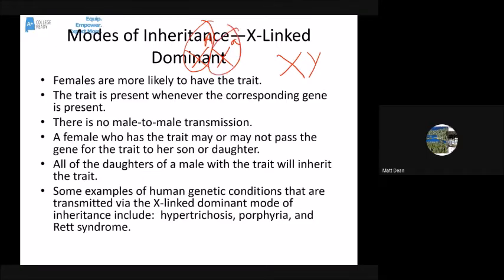This one doesn't. And let's say the father over here, let's say he doesn't have it at all. So his X does not have the dominant allele. His Y doesn't get a superscript at all because this is an X-linked trait. It has nothing to do with the Y.